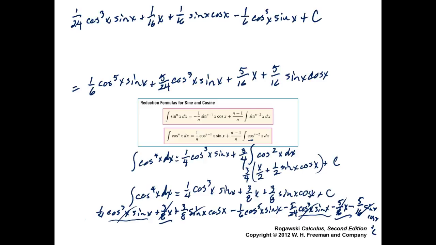If I can find their answer, there it is. They start with the minus 1/6 cosine fifth x sine x. Bingo, got it. Plus 1/24 cosine cubed sine x plus 1/16 cosine x sine x, plus 1/16 x plus C. Very good. They wrote it in a different order, and for some strange reason wrote the cosines before sines. It doesn't matter. They did on the first two, so they did on the last one too.